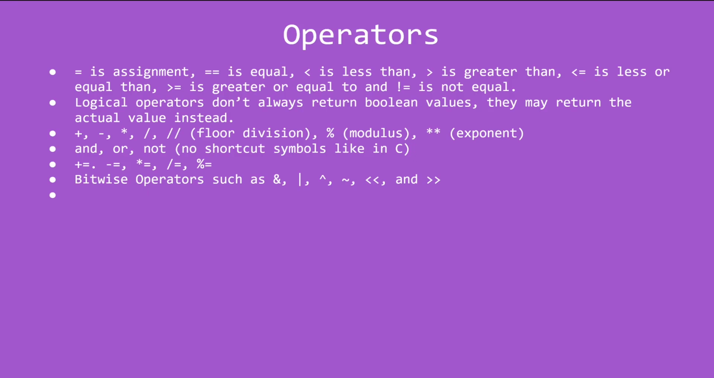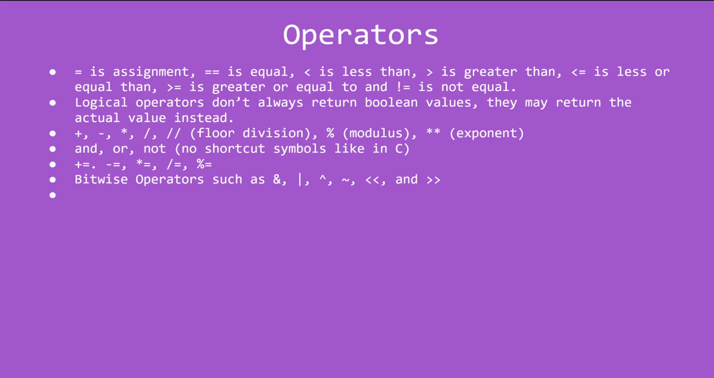Now, you're probably wondering how to do various things with operators, math and comparisons, and so on. Things are pretty similar to a lot of other languages. Keep in mind, one equal sign is assignment, two equal signs is equal. You've got less than, greater than, less than or equal, greater than or equal, and bang equal is not equal. Logical operators, keep in mind, don't always return Boolean values. They may actually return the actual values themselves in certain instances.